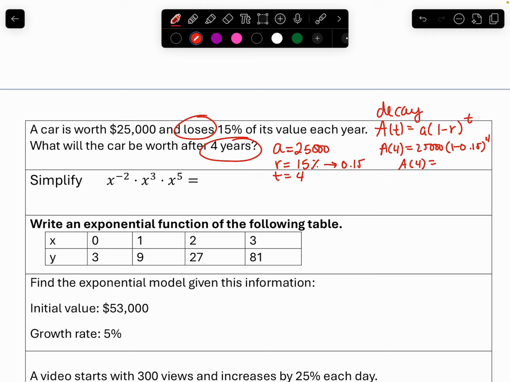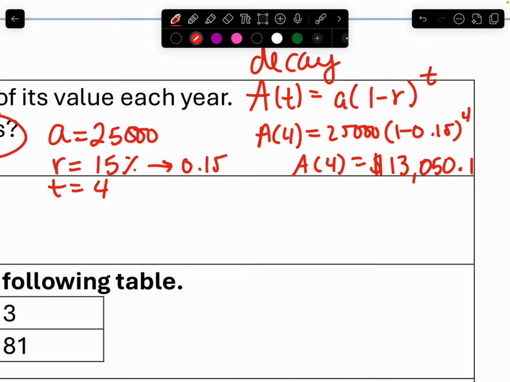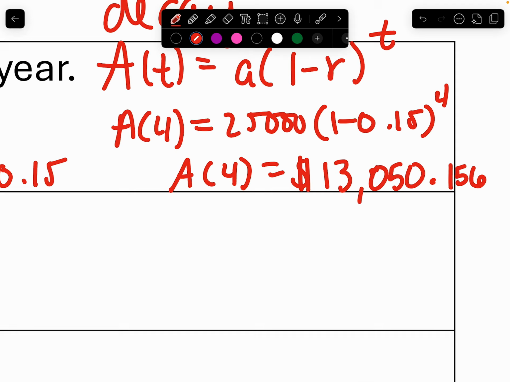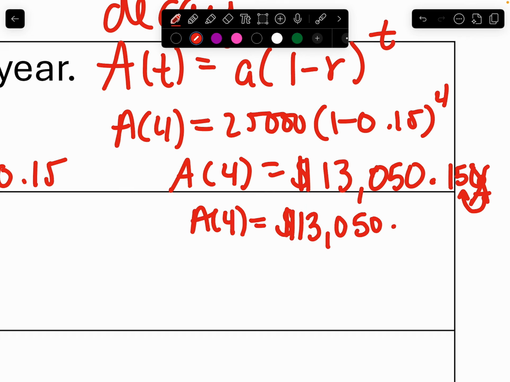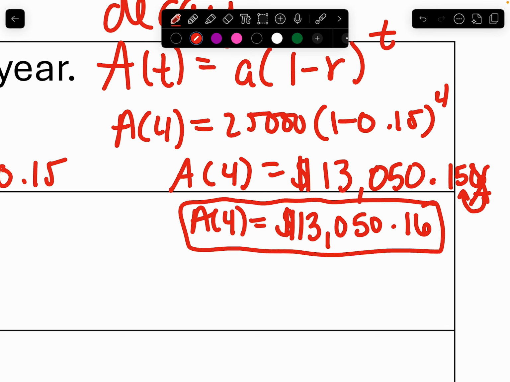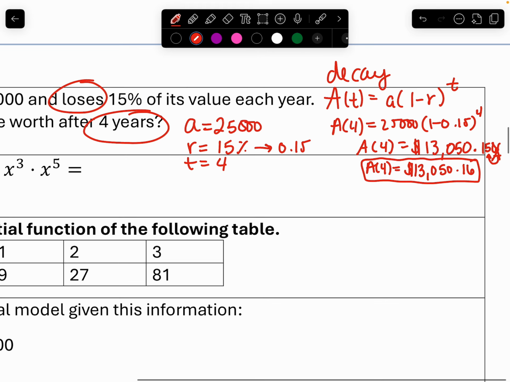Okay, 25,000 times (1 minus 0.15) to the power of 4. You should get 13,050 point, it says 156. Since it's money, we only go up to 2 decimal places. We look at the third number, it's 6, it's greater than 5, so now it should actually be A of 4 equals 13,050.16. Okay, you do have to round.